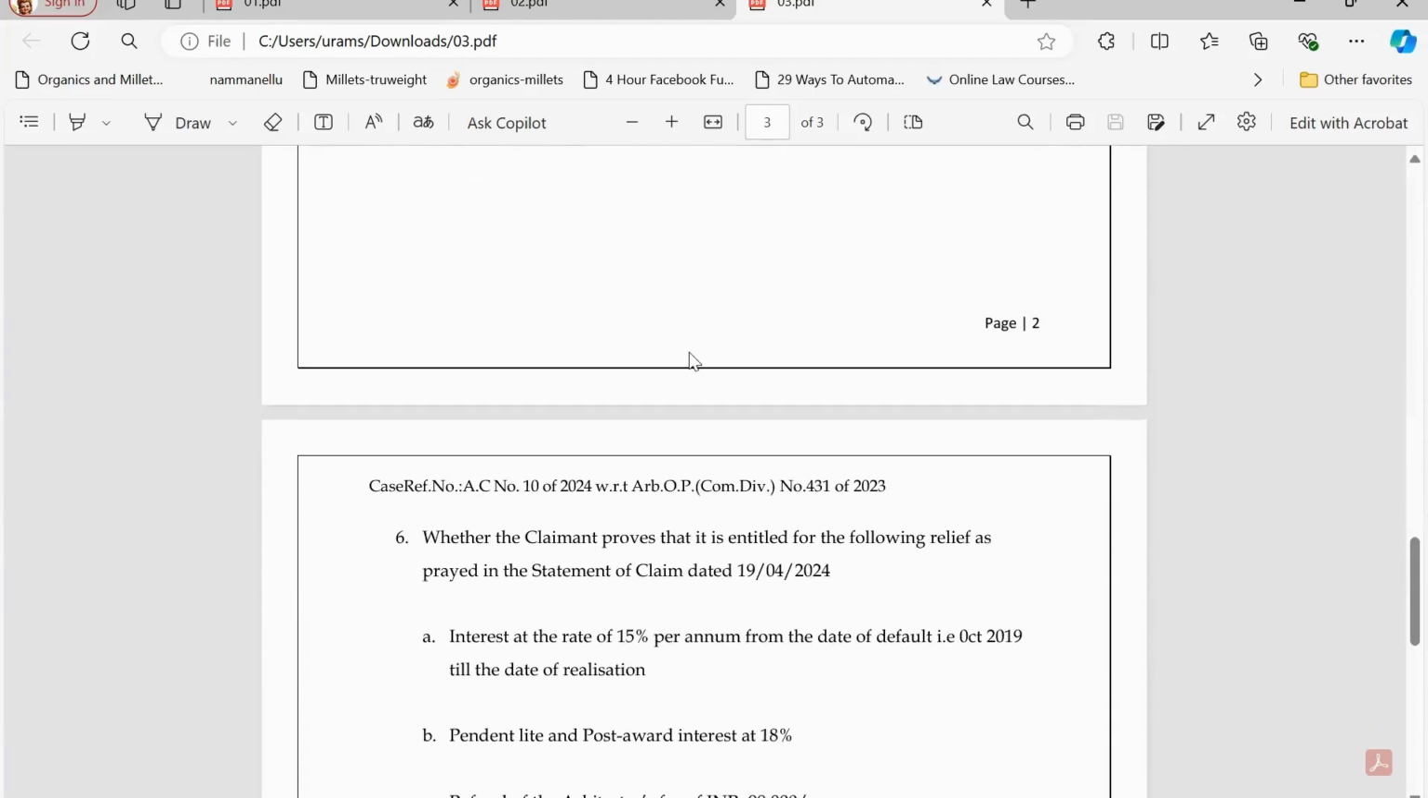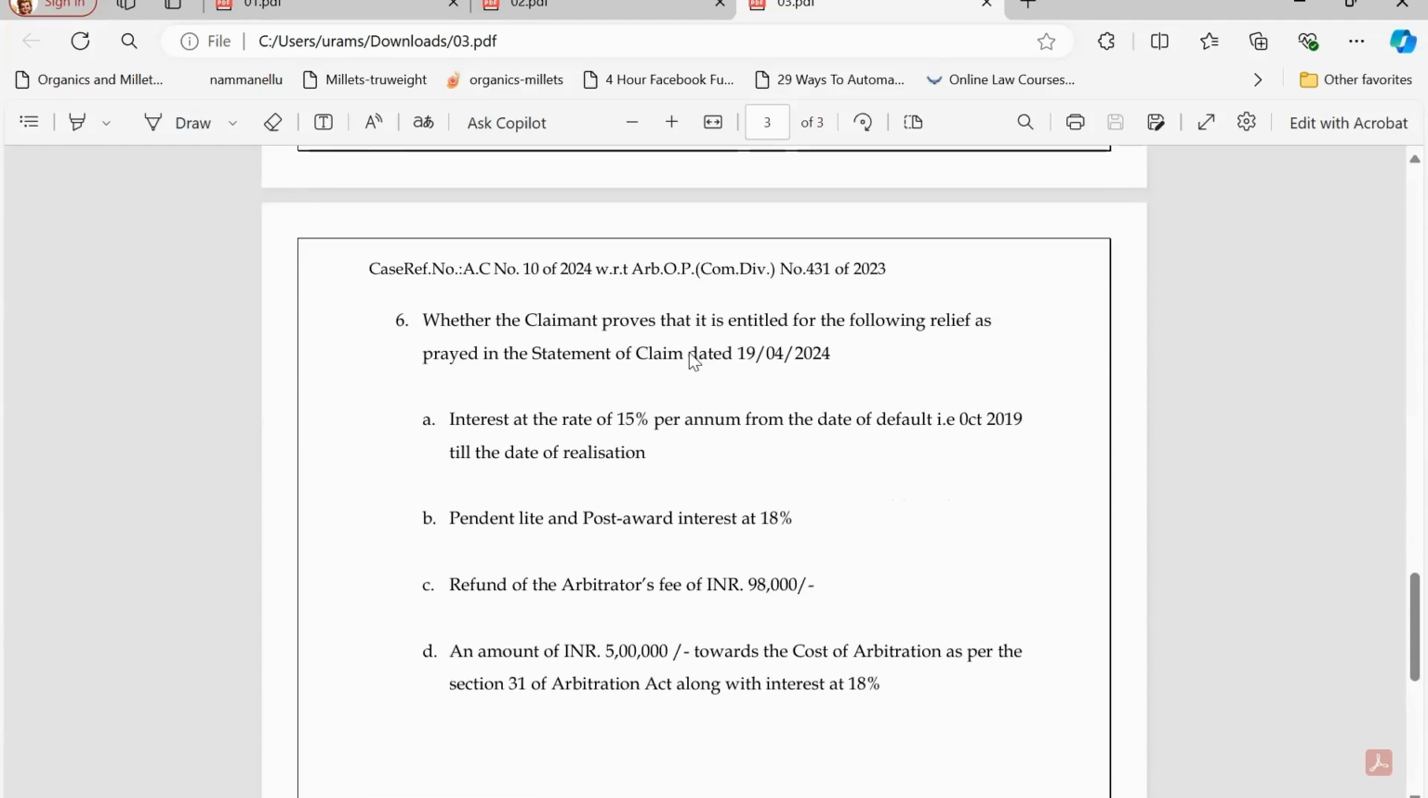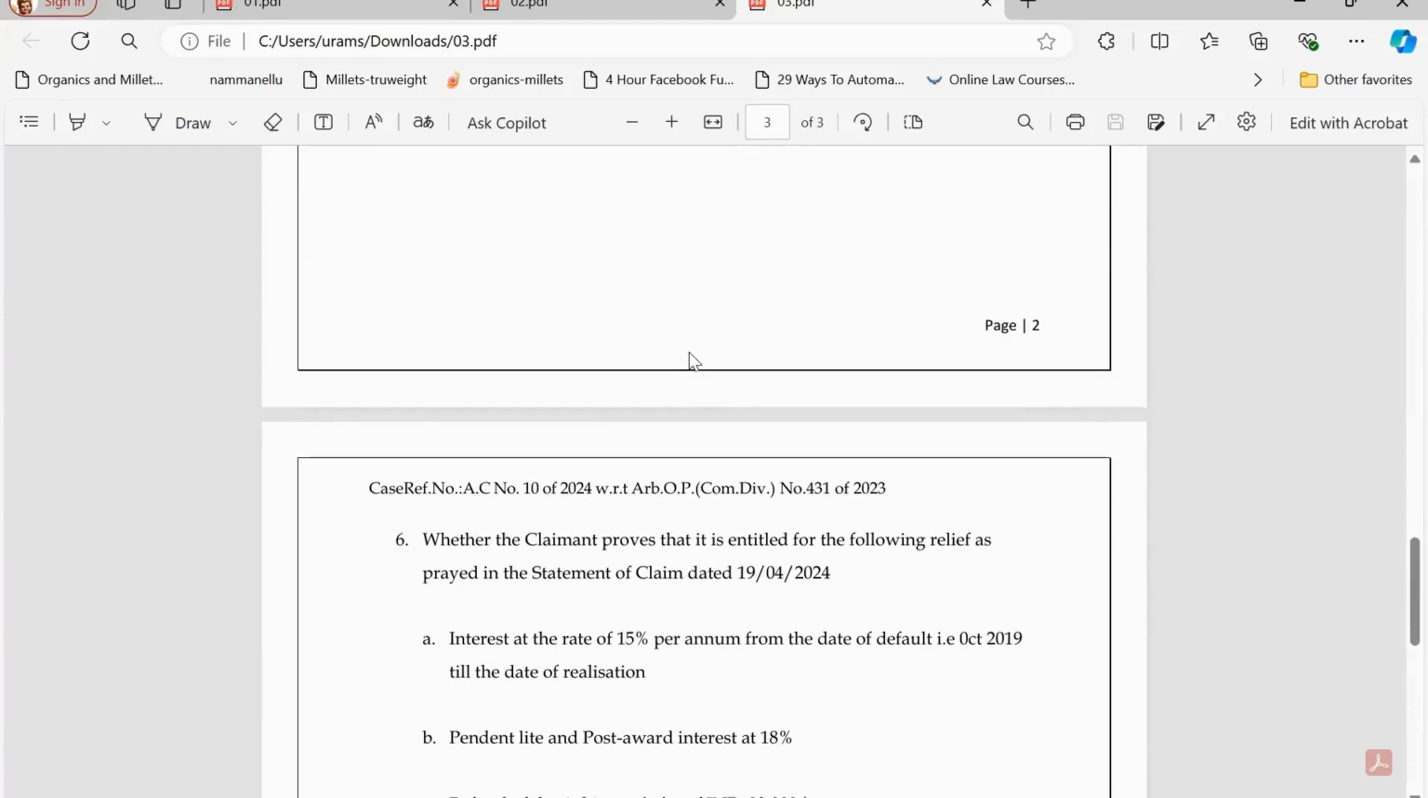So whatever questions the arbitrator has to answer with reasons in the arbitration award, those questions will be framed and finalized as issues during the arbitration proceedings. So these are the issues framed in this arbitration proceeding.